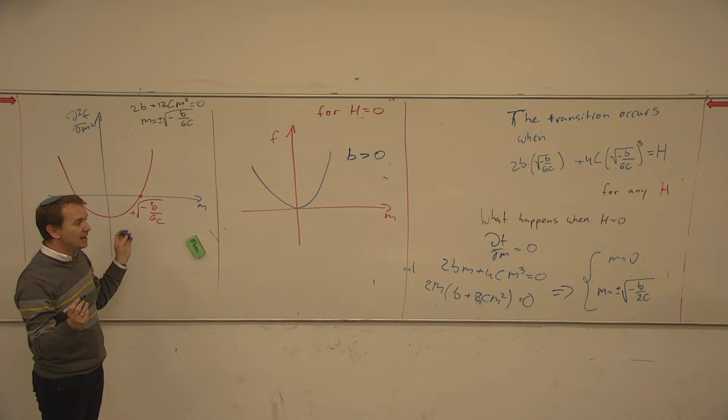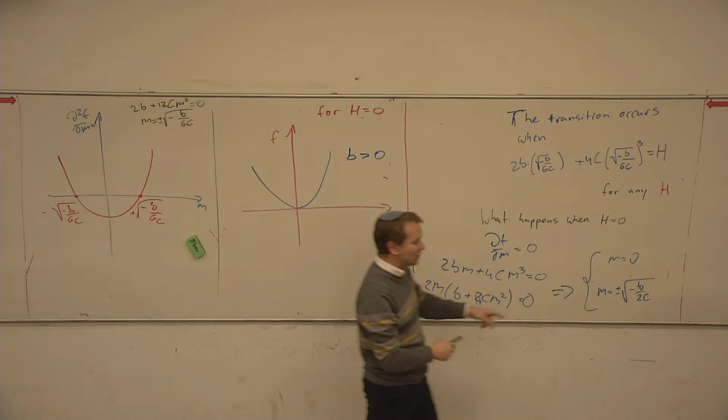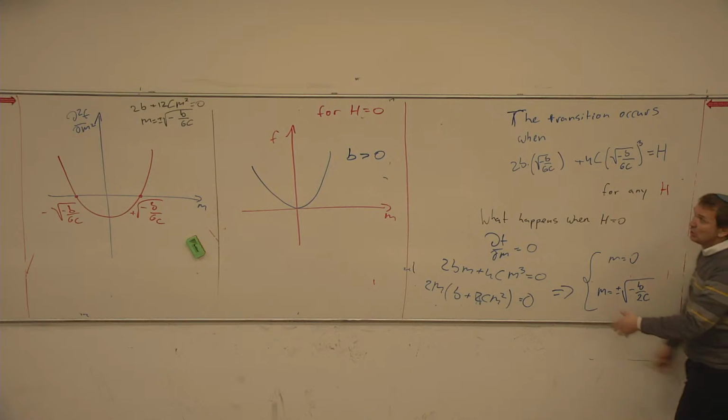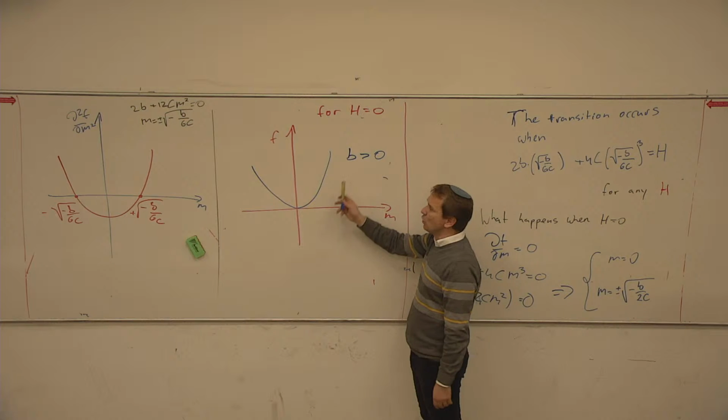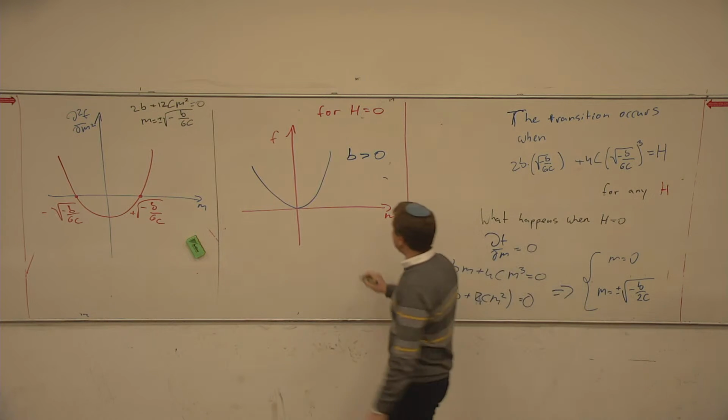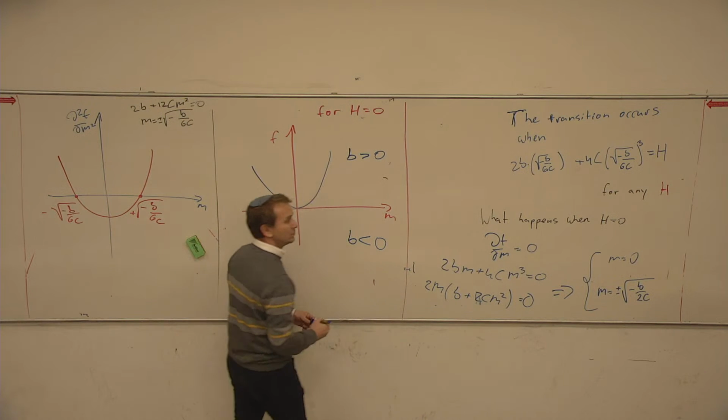This is the only case, because m cannot be imaginary. M is a real number. So c is larger than 0, 2 is larger than 0. If b is larger than 0, minus b is a negative number. The square root of a negative number is something that's imaginary. We don't have it over here. So for b larger than 0, this is the only behavior that we see. But what happens when b is smaller than 0?